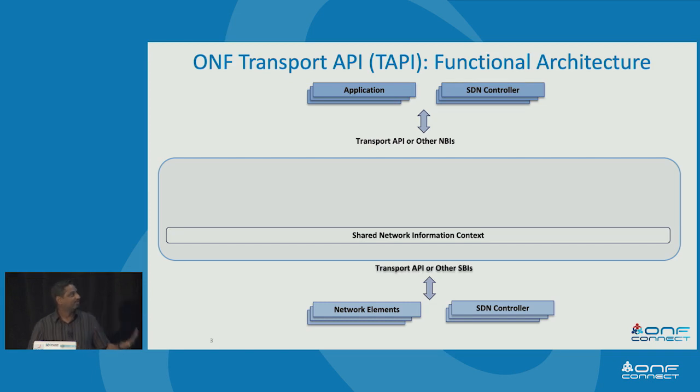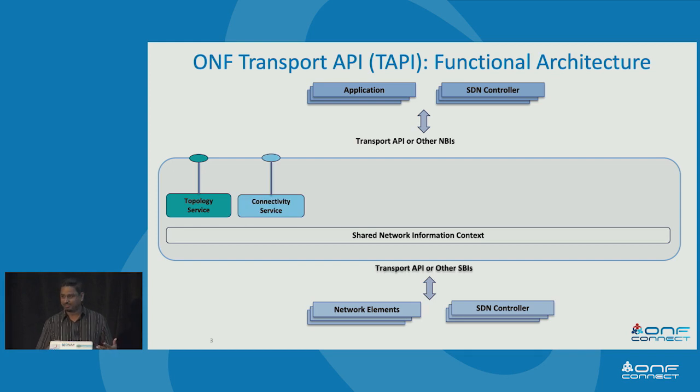So basically, what does Transport API really contain? It's not just one single monolithic module. It's multiple modules. We use the word services. The first one is the topology service, which is the very basic one. This talk is going to focus only on this topology service today, and the concepts behind it.